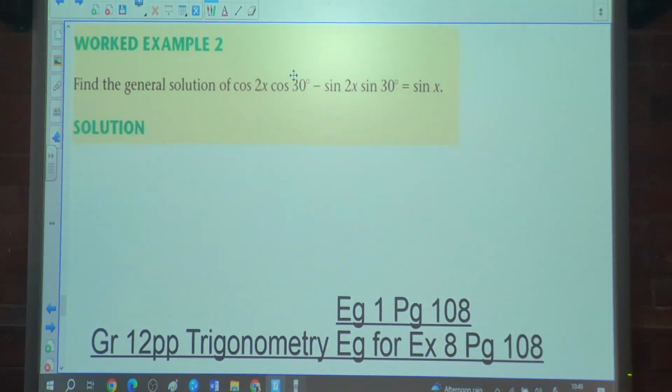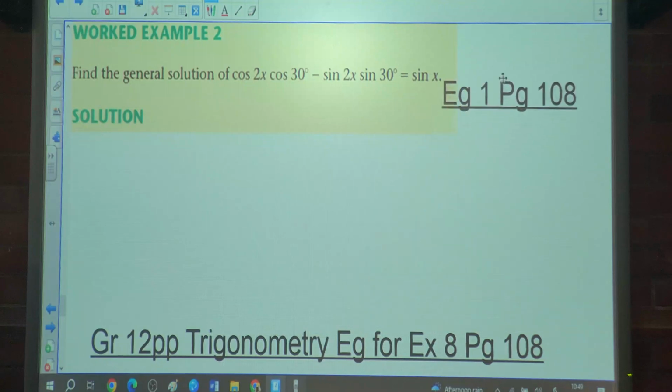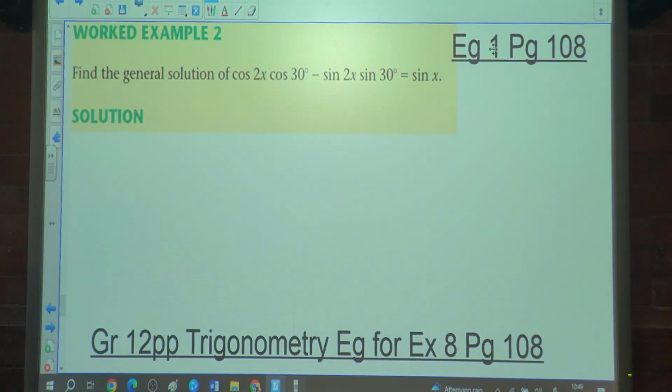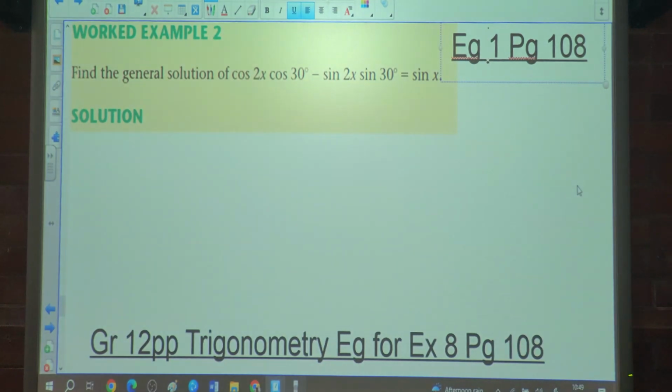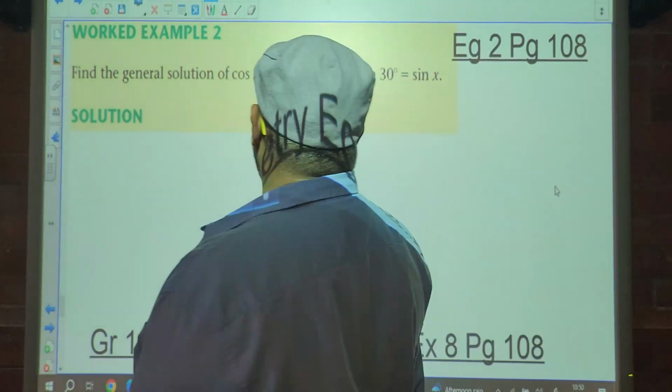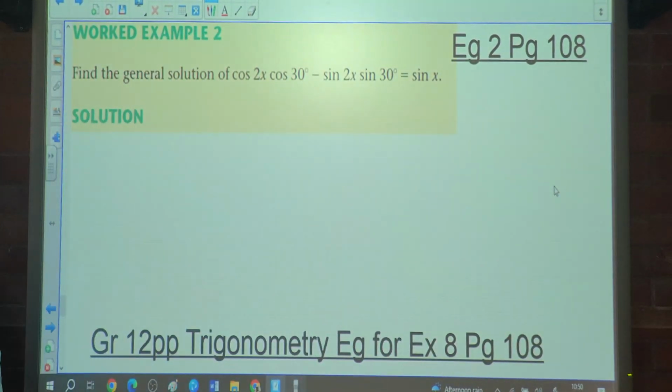People, example 2. Example 2 is on page 108. Okay, all this will be on 108 because the exercise is on 108. Find the general solution of cos 2x cos 30 minus sin 2x sin 30 equals sin x.